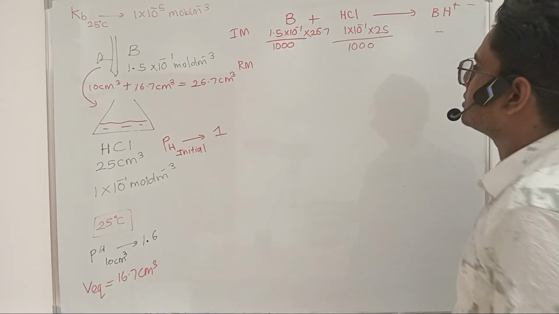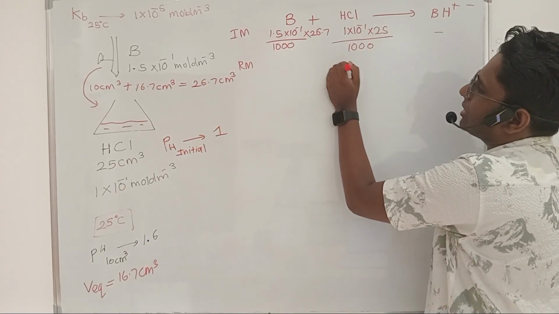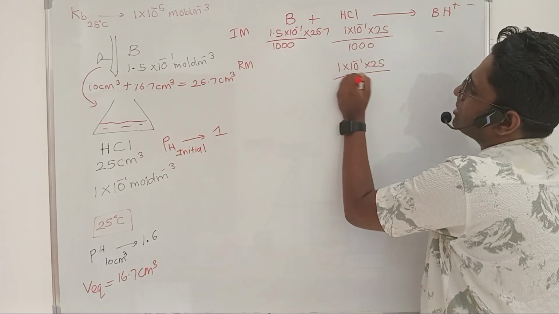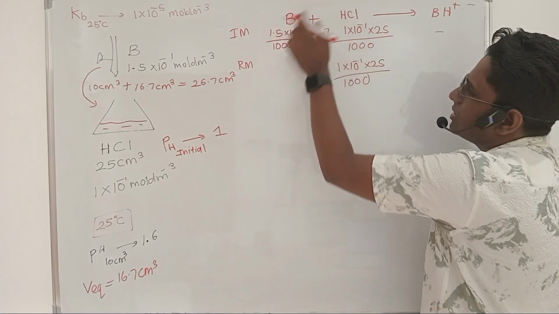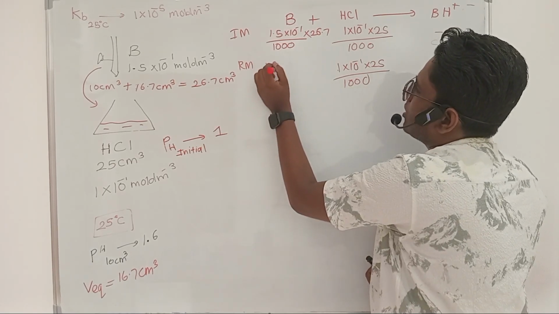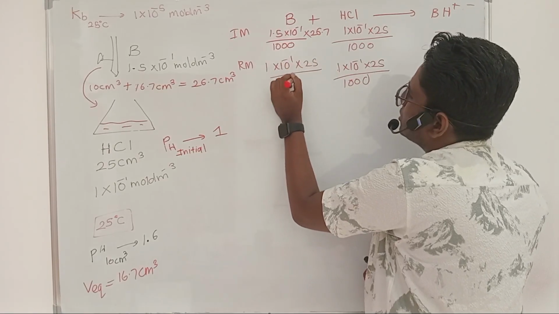HCl is the limiting reagent, right? So HCl is going to react completely. As the ratio is 1 to 1 between the acid and the base, the same amount of base is going to react. That is 1 into 10 to the power minus 1 into 25 over 1000.